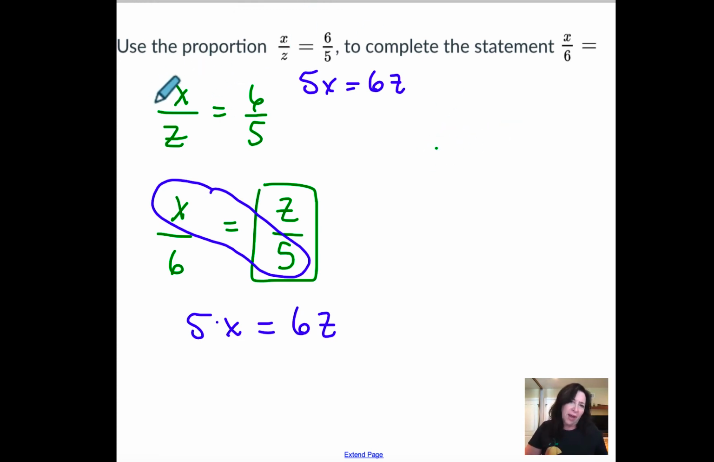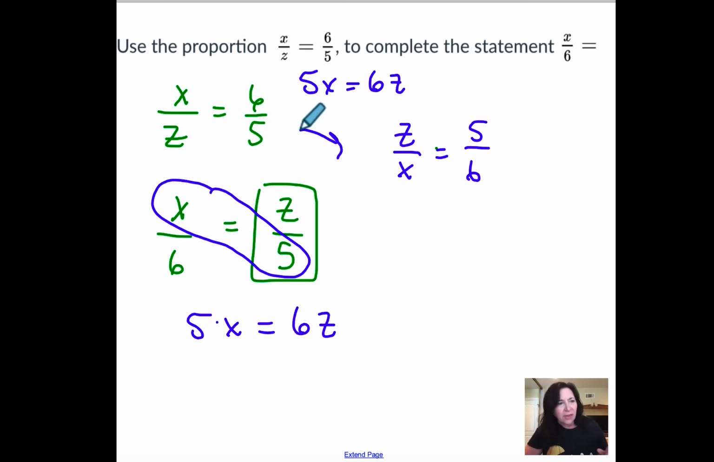Also, another way, besides going across, x over 6, is to flip it, and you could have written z over x equals 5 over 6. That is also a way to write the same proportion. And again, cross multiply and check. Z times 6, 6z, is equal to 5x.